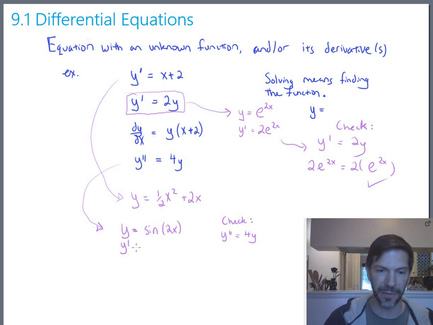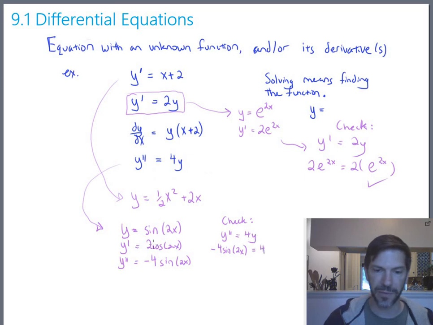So y prime would be 2 cosine 2x, and y double prime would be negative 4 sine of 2x. Let's check that one and see if it works. Y double prime is negative 4 sine of 2x. And over here on this side, it's 4 times y. Y was sine of 2x.